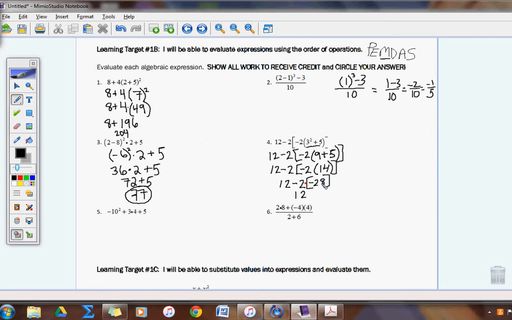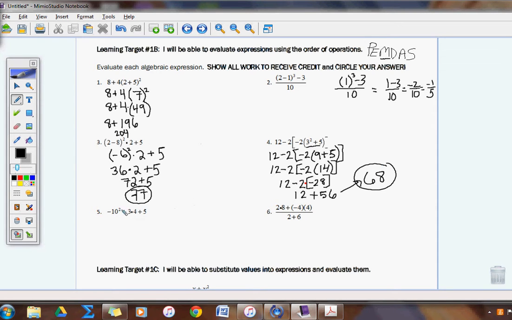Well, negative 2 times negative 28 is really addition, and 28 times 2 is 56. So then I'm running out of room here, but this is going to be 56 plus 12, because minus and negative became the addition, and that was multiplication. So we have 68. Hopefully this is helping you and you're getting better at these.